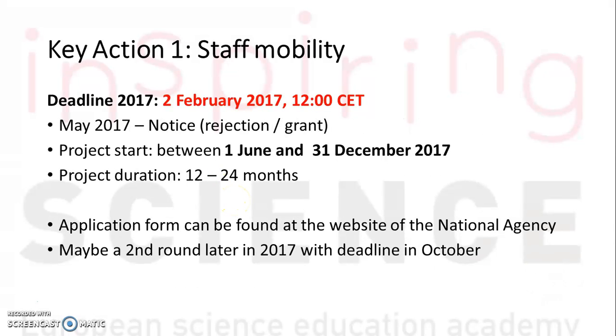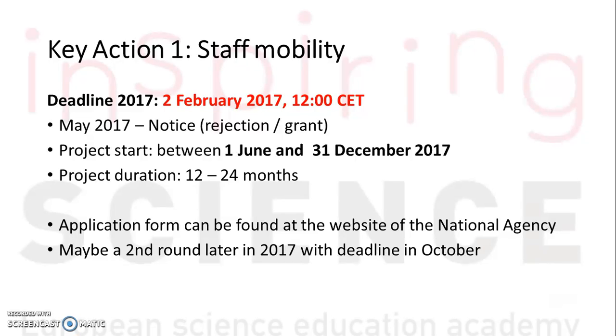Now, very important, and you should pay close attention to it, this year's deadline to submit an application is the 2nd of February 2017 at 12 o'clock Central European Time. And this is really 12 o'clock. 1 second after this, the online system shuts down and you will not be able to submit your application any further. So pay close attention to this.